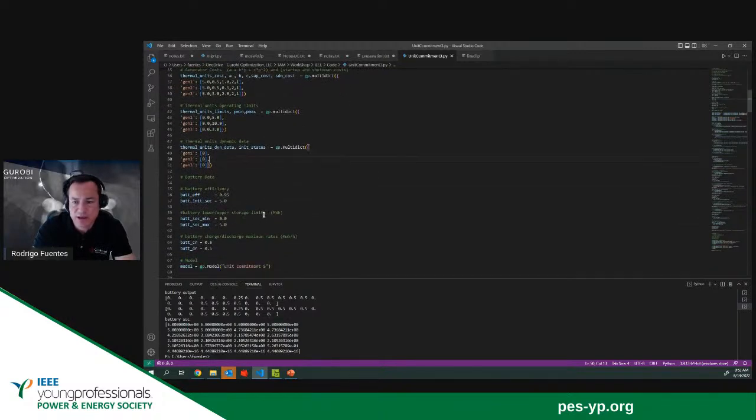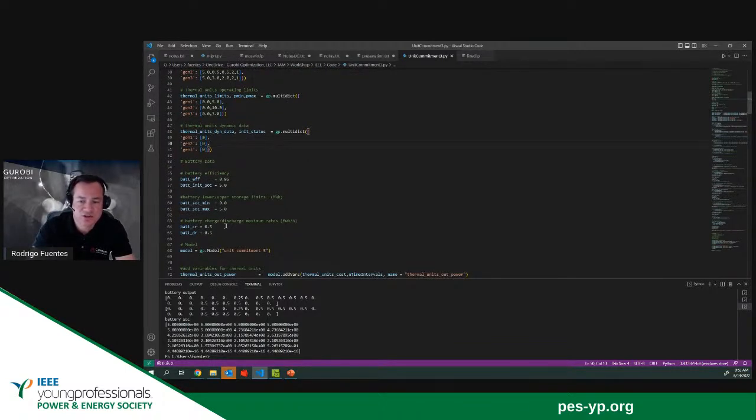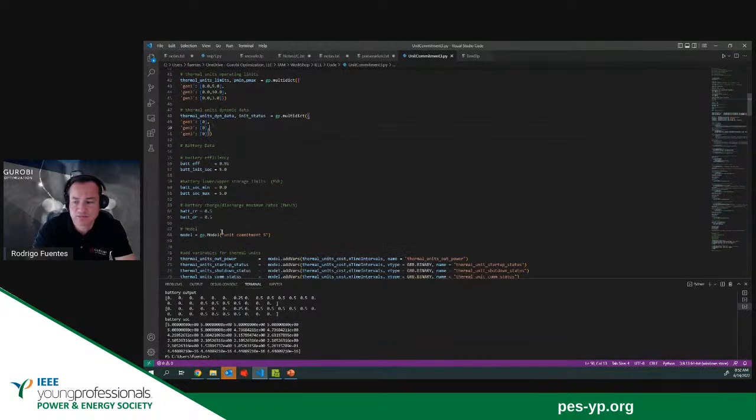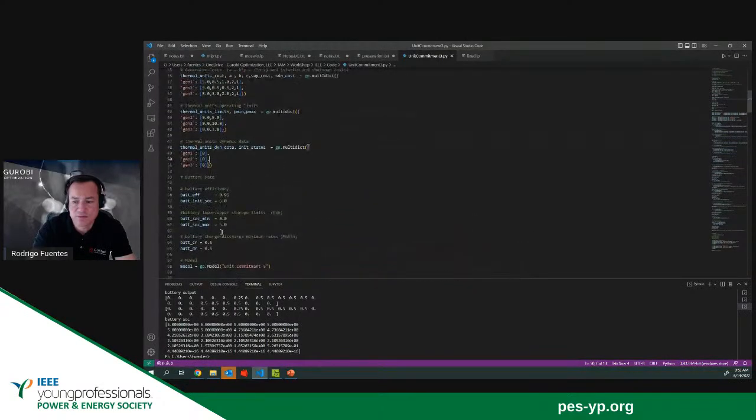We have some battery data. We have one battery. We have an efficiency for that battery, the initial state of charge for that battery, and the maximum charge that this battery can hold. It's the same as what we have initially, and these are the charge and discharge rates for this battery. We cannot charge faster than 0.5 megawatt hours per hour. This is a slow battery that we're going to use in this example.